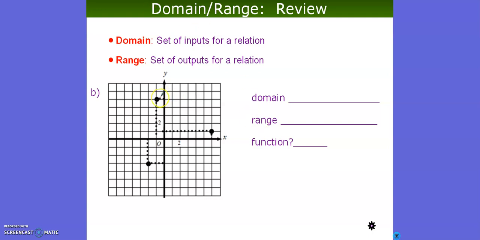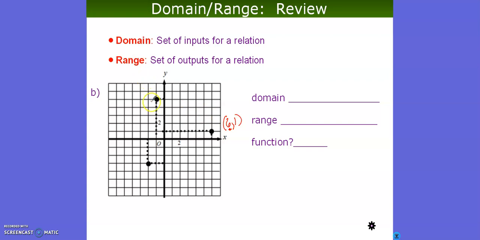Let's take a look at this next one. This next one is just these 3 dots that are on our graph. So we want to look for the domain, so that would be all the x values. So this ordered pair is 2, 4, 6. So this one is 6, 1. So 6 is going to be part of my domain. 1 will be part of the range.